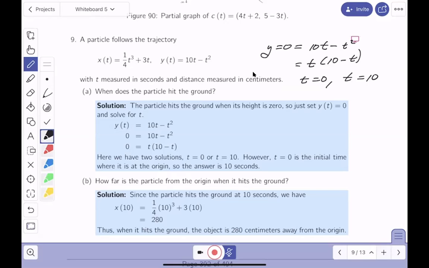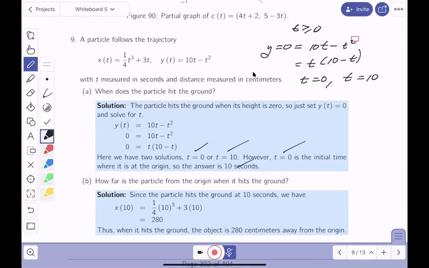So let's see what they said. There's 2 solutions, t equals 0, t equals 10. However, t equals 0 is the initial time. Well, what is that saying? We're starting at time 0. We're going forward, right? Initial time is 0, and we're going forward. So at 10 seconds, it hits the ground. All right, what's the next question?